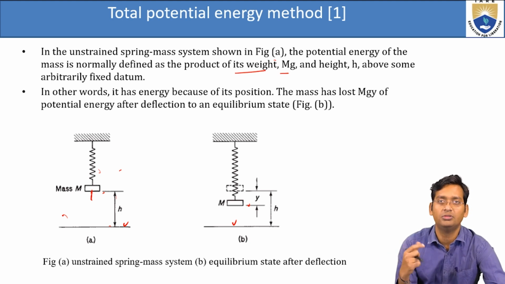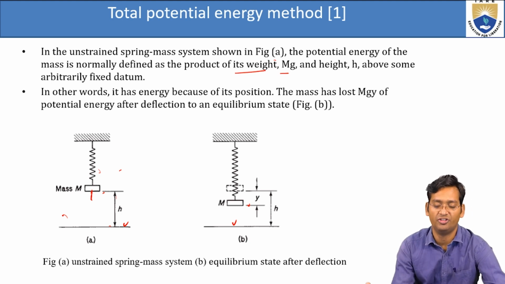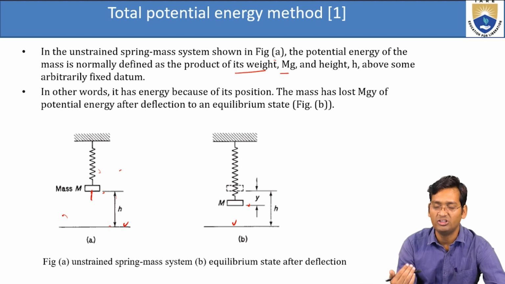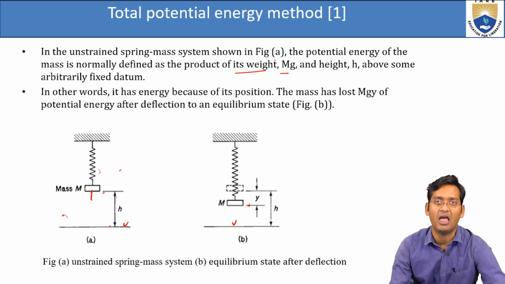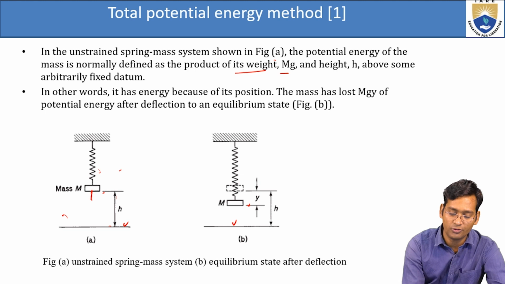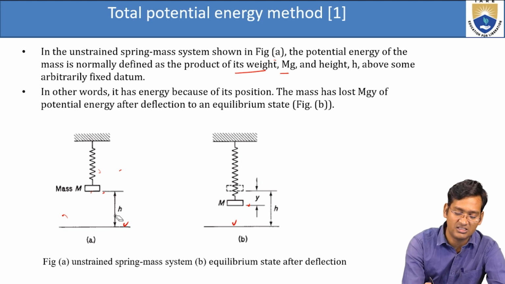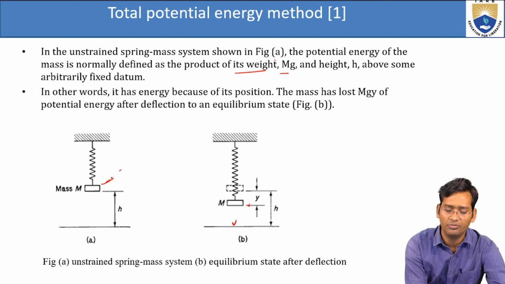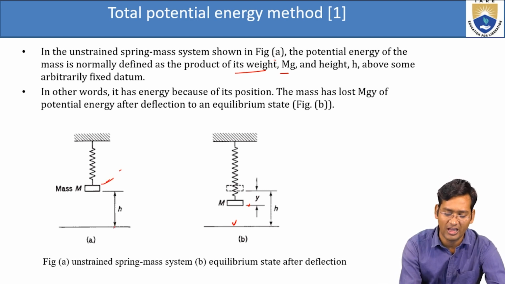So next method is the total potential energy method. In that, we have to find how much potential energy the system will have. First, when only one normal mass system is there, just a spring-mass, at equilibrium this has potential energy because it is at a height h, so it has mgh.